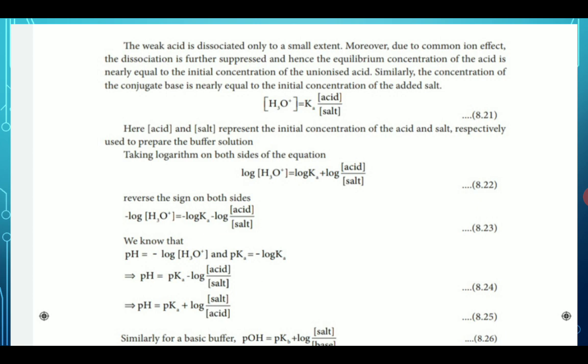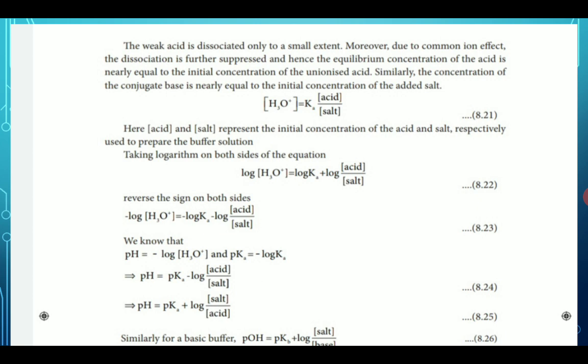Taking log on both sides. So log hydronium ion concentration is equal to log K plus log acid by salt, because we are using the product rule. Therefore, the multiplication becomes addition here. Log K plus log acid by salt concentration. So, introducing minus sign on both sides, we are getting minus log hydronium ion concentration equals minus log K minus log acid by salt.